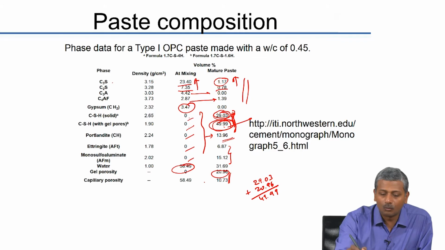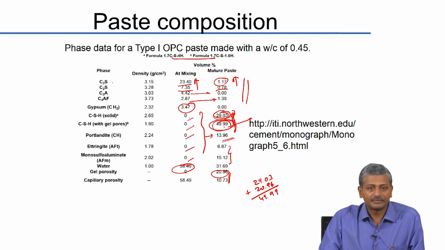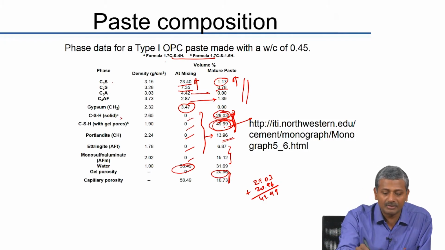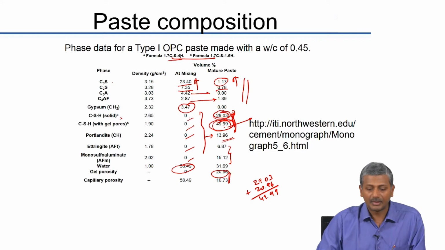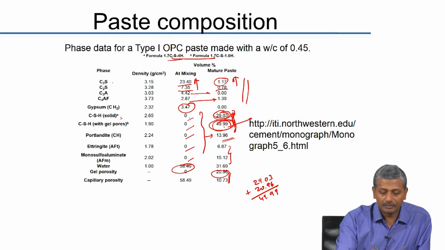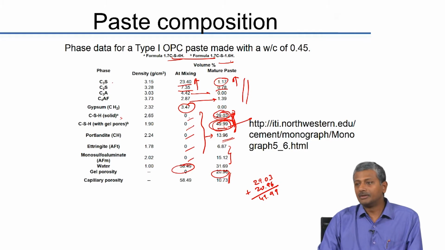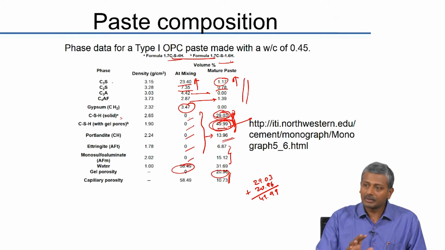For this, of course, what they had to do is use certain formula for the CSH. Okay, for example, this type A CSH, the solid CSH, they've assumed a formula of 1.7 CS4H, whereas for the one with gel pores, they've assumed a formula of 1.7 CS1.6H. Okay, so that you are able to work out the stoichiometry correctly, balance the reactions, and then propose the extent of the system, extent of the element in the system.